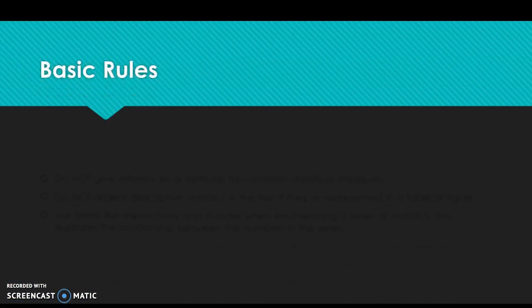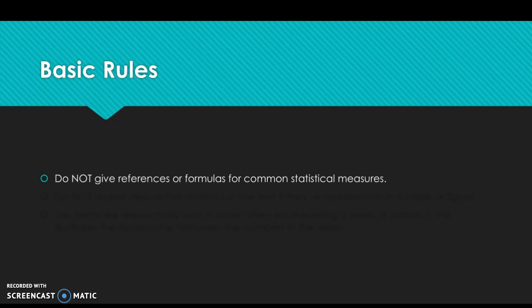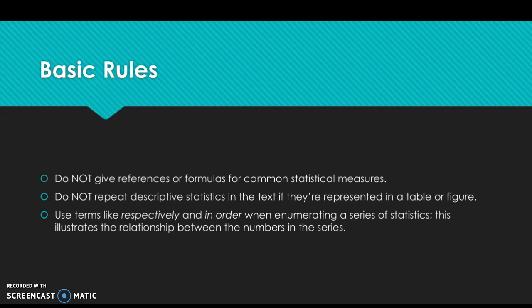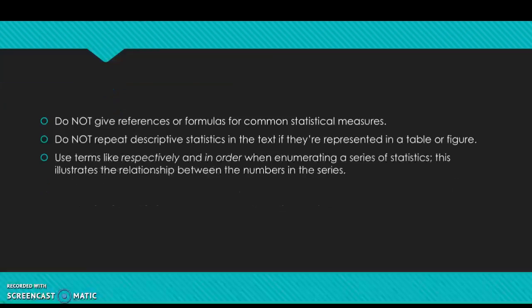Some basic rules. Do not give references or formulas for common statistical measures. Do not repeat descriptive statistics in the text if they are represented in a table or figure. And use terms like respectively and in order when enumerating a series of statistics. This illustrates the relationship between the numbers in the series.